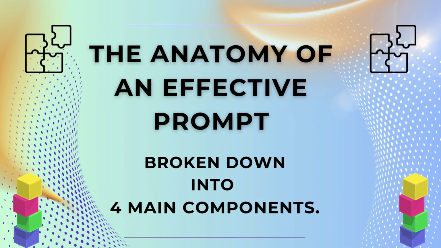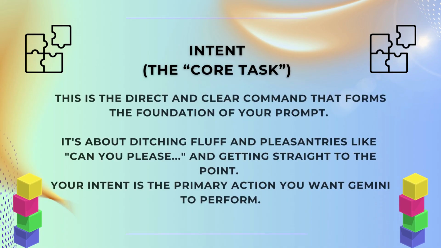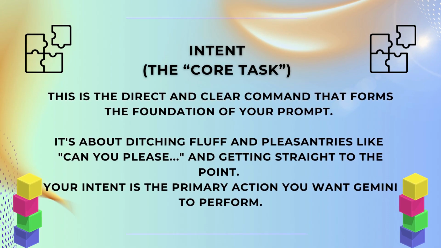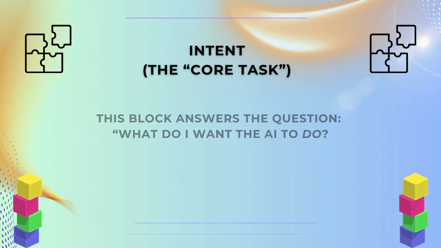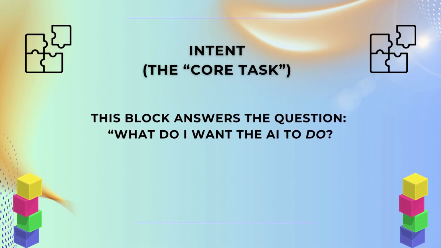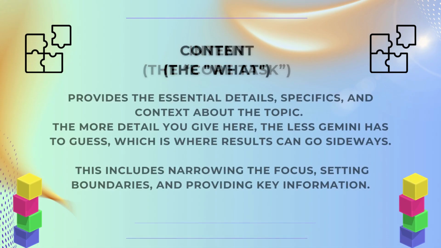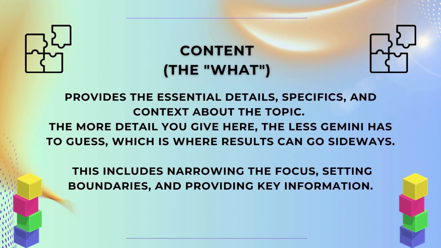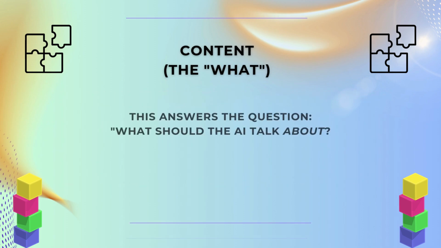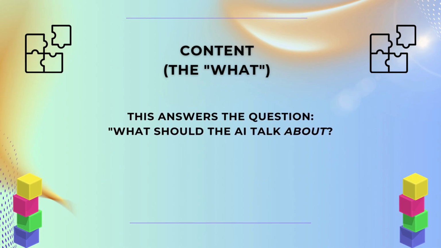It can be helpful to visualize these components as 4 building blocks. Let's look at the anatomy of an effective prompt, starting with intent. The core task. Your intent is the primary action you want Gemini to perform. This block would answer your question, what do I want the AI to do? Next, you have the content or the what, providing the specific details, including narrowing the focus and setting boundaries. This would answer your question, what should Gemini talk about?